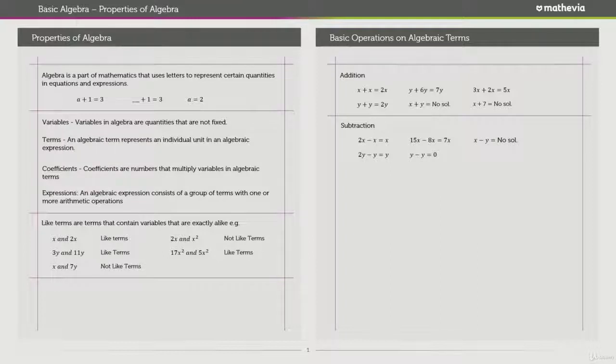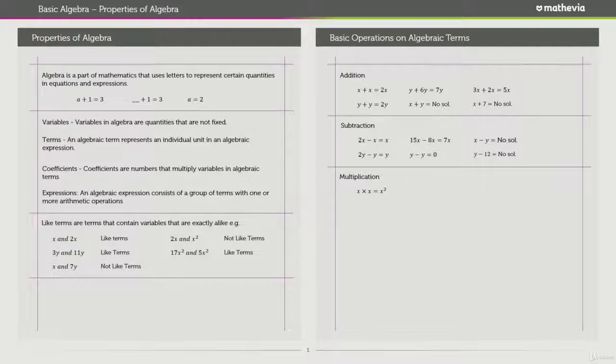And what about x minus y? Like I said, you can perform addition and subtraction on like terms, and because x and y are not like terms, you actually can't do that. And then you have y minus 12. Similarly, you can't subtract a number from a variable, so you have y minus 12, and there is no solution there.